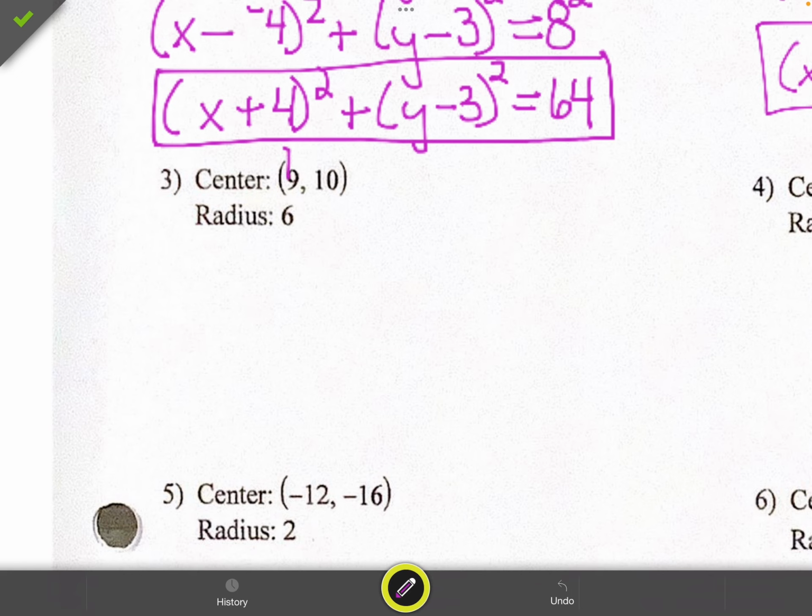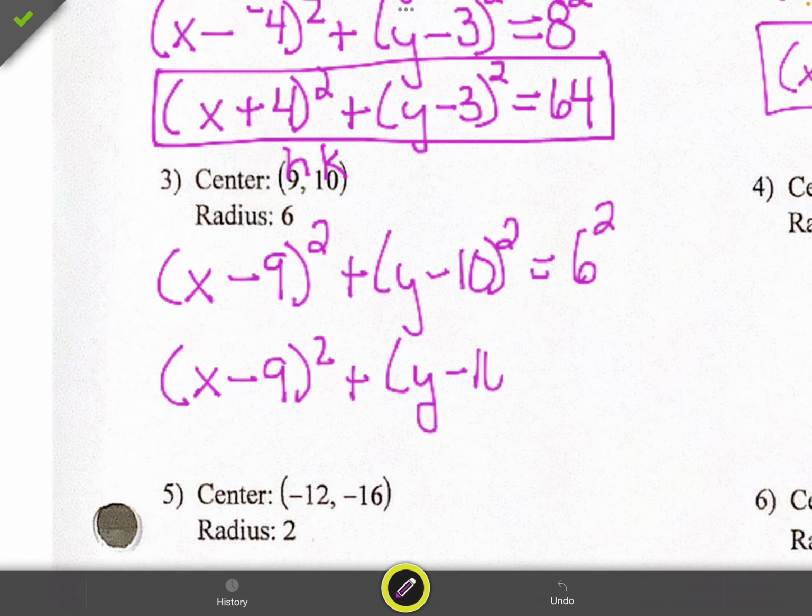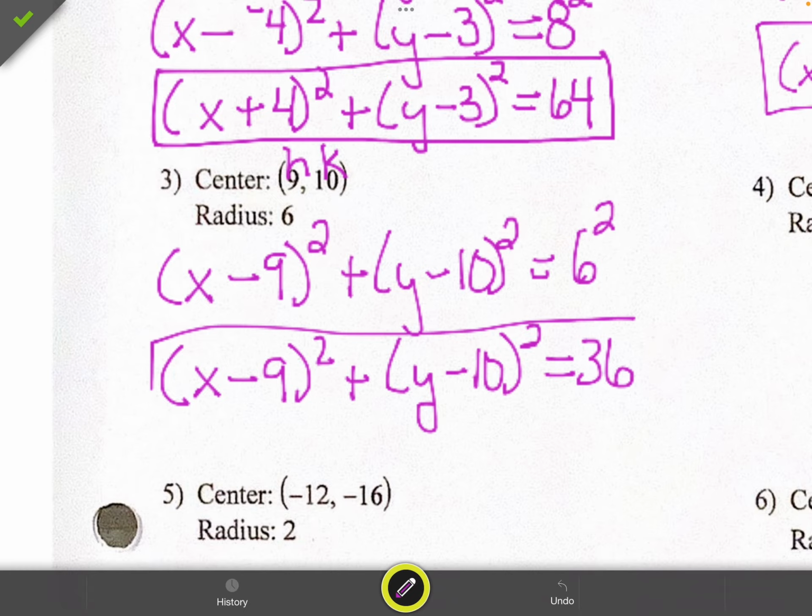Again, I would label my h and my k, so I drop them in the right place. x minus 9 squared plus y minus k, which is 10, squared, equals my radius squared. See if I need to simplify or clean up anything. Both of these parts are fine. Don't have to do anything, but we do need to do 6 squared. So remember, it's 6 times 6, so that would be 36.